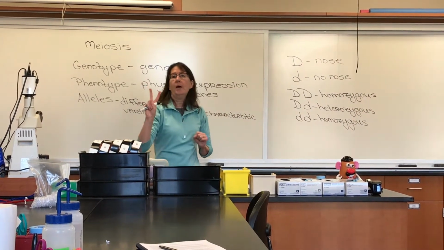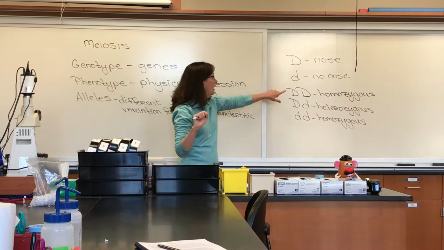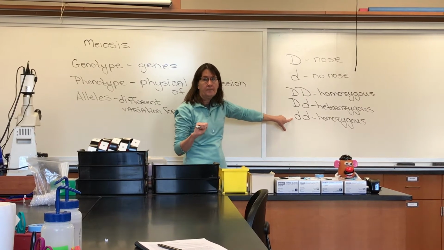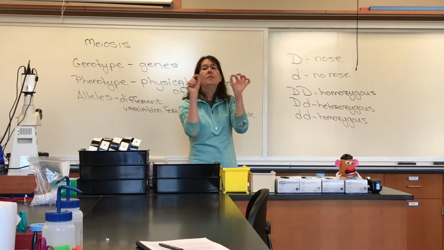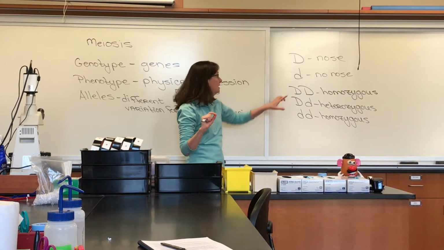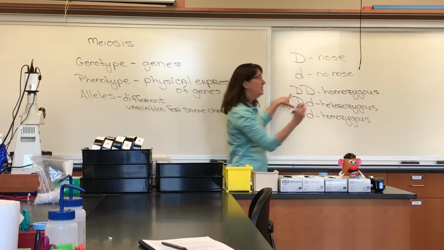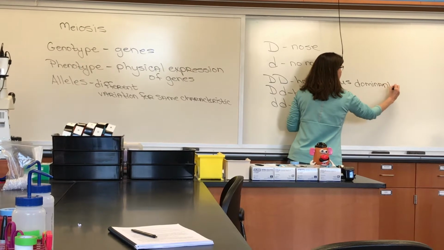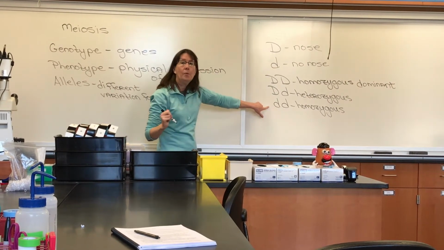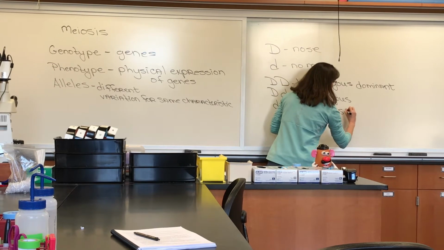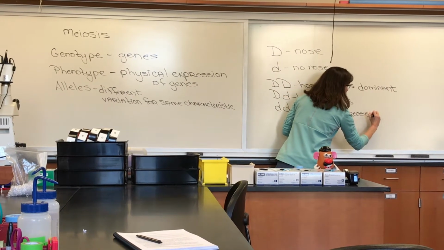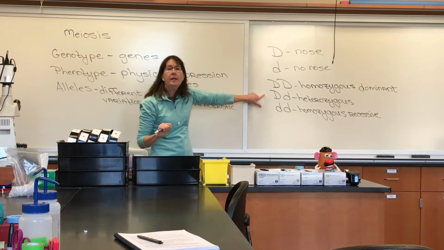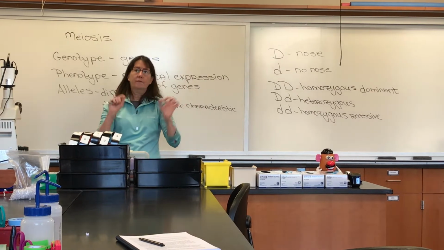So we have two examples that are homozygous. This one with the dominant allele, and this one with the recessive allele. Therefore, we add another description after homozygous. This is homozygous dominant. This is homozygous recessive. We don't need to add anything here because heterozygous means two different alleles.